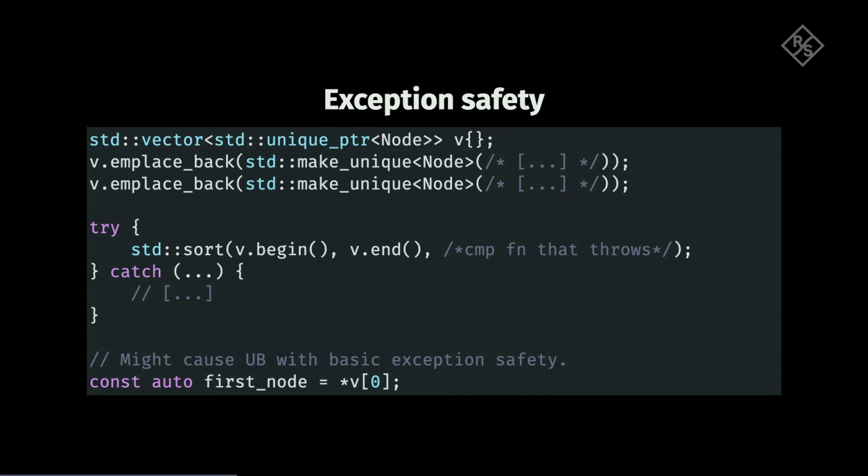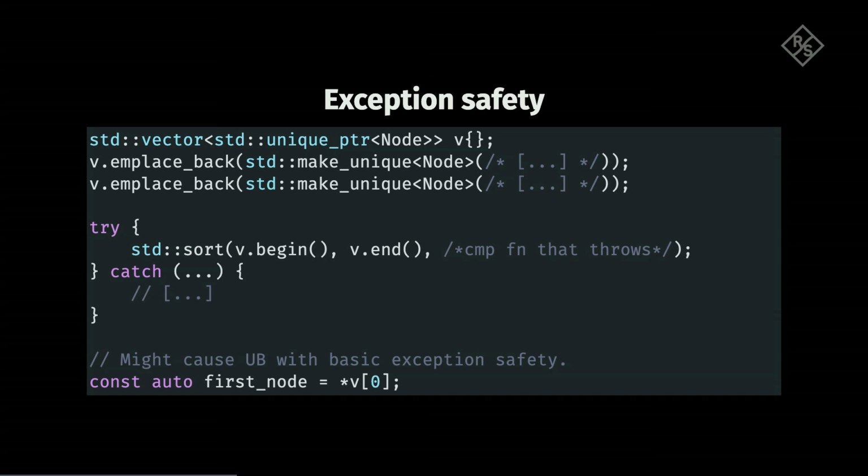But let's first look at why basic exception safety might not be enough for you or might not be a good fit. In this example, we have a vector. We put in 2 unique pointers to nodes, and then we call sort. An exception happens. And afterwards, what you can actually observe in practice in quite a couple of the standard library implementations is that you will get some of the values, not all of them, in a moved-from state. And a unique pointer in a moved-from state, well, that's a null pointer, and suddenly you are dereferencing a null pointer.